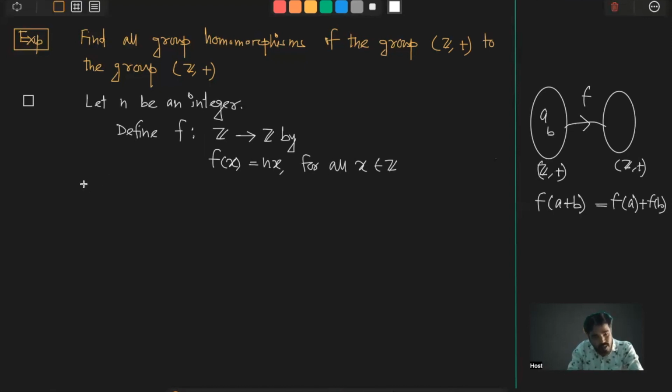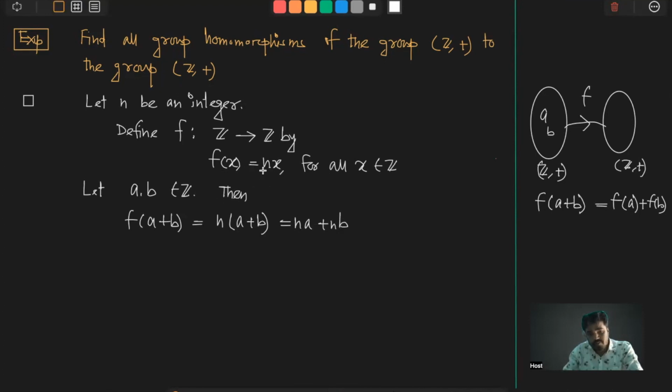So let a, b belong to Z. Then f of a plus b is equal to, see how we defined the function, the map f(x) is equal to nx. So f of a plus b will be n into (a plus b). Just replace x by a plus b. Okay, so that is na plus nb.